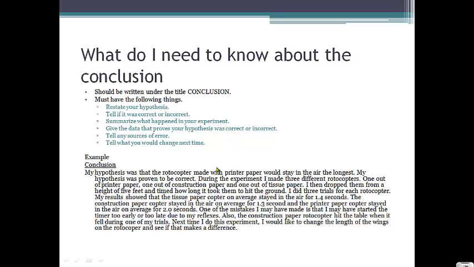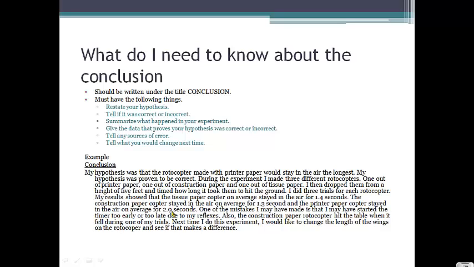Okay? Here I say my results showed that the tissue paper copter on average stayed in the air 1.4 seconds. The construction paper copter stayed in the air on average 1.3 seconds. And the printer paper copter stayed in the air on average for 2.0 seconds. Boom, I just told the data that proves that I'm right, because here 2.0 seconds is the longest, and that's how long the printer paper stayed in the air. So that proves that I'm right.